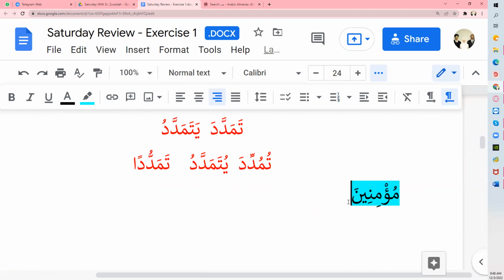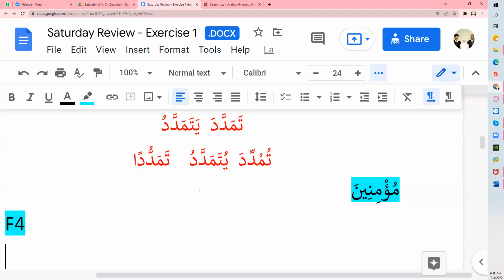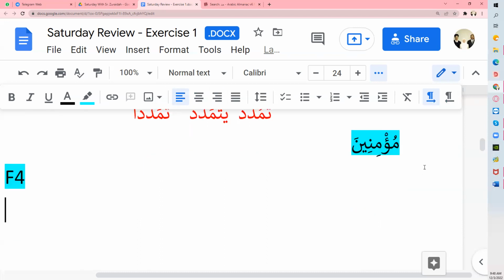This is family 4. Family 4 is, isn't it, alif? Yes, but this is not the present tense of the past; this is the fa'il. That's right, so that's why we see mu'minin with the mu. But what we want is not the isim fa'il. We want the passive of family 4.